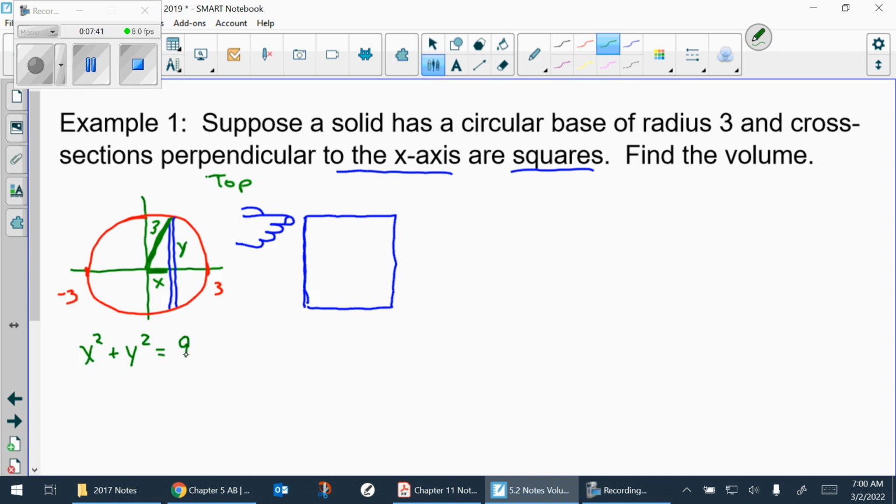You know what else I know? I know that this square has a side right here that's y. And down here, since this is a circle and I've centered this at the origin, that's got to be a y down there. So this is 2y on each side. The square, they're all the same. I know that the area of this is 4y squared.